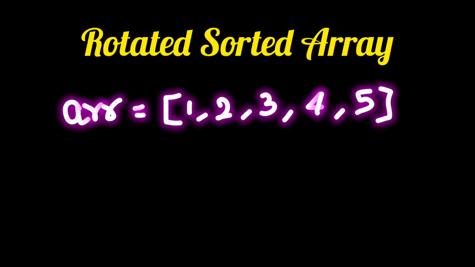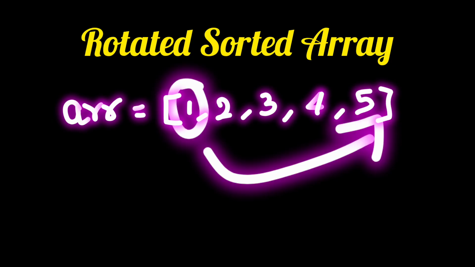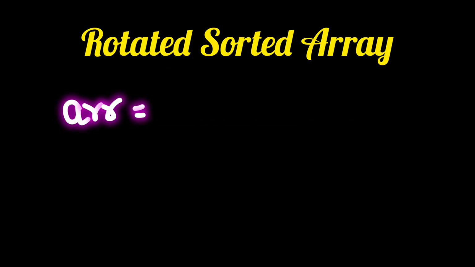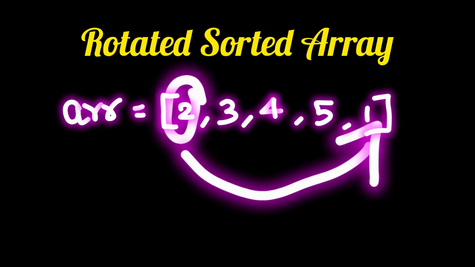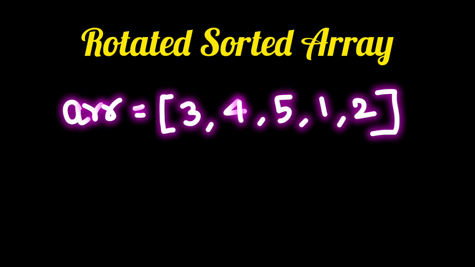Now, what do we mean by rotation? For the first rotation, the element at the first position just moves to the last. So the array becomes 2, 3, 4, 5, and 1. What about the second rotation? Now the element at the first position just moves to the last. So 2 also goes to the end, and the array becomes 3, 4, 5, 1, 2. This is a simple rotated sorted array.